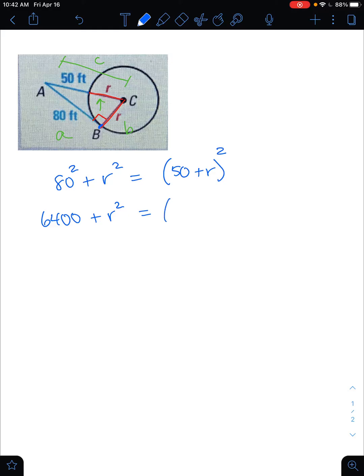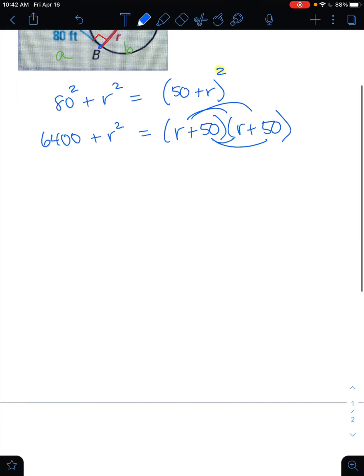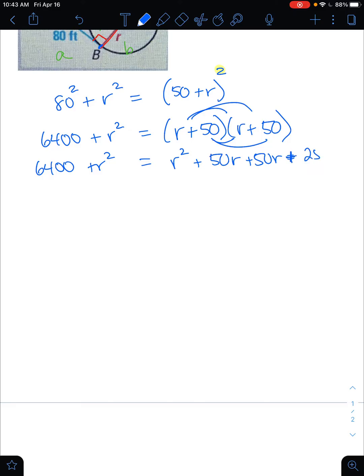I'm going to switch around 50 and R, but what I want you to see is there are two of them. You don't have to switch 50 and R around, but I want you to see that when I have two of them, I can expand it out. Now I can distribute, so I have to multiply this side out. That would be R squared plus 50R plus 50R plus, oops, that should be a plus sign, plus 2,500. So 6,400 plus R squared is equal to R squared plus 100R plus 2,500.